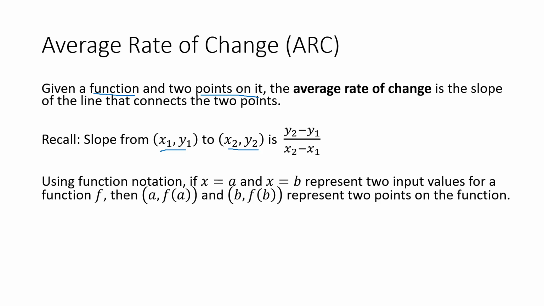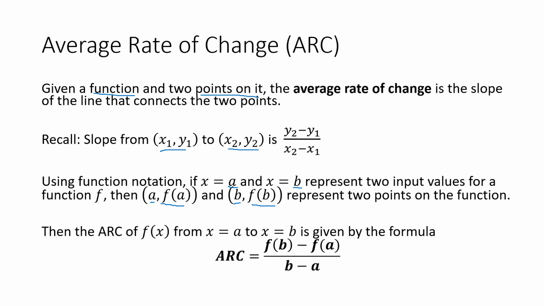This is, again, in function notation, right? So if we start at some x value a and go to some other x value b, we can write those two coordinate pairs using function notation. One of the points, the beginning one, would be a comma f of a, and the other one would be b comma f of b. So using those 2 points in that same slope function, we can come up with a slightly more useful average rate of change formula.